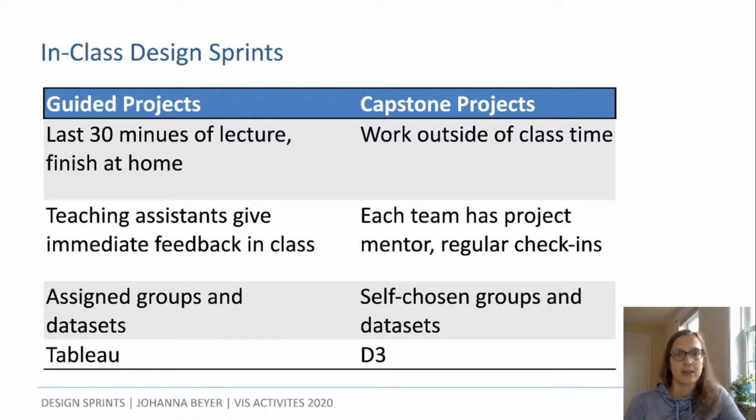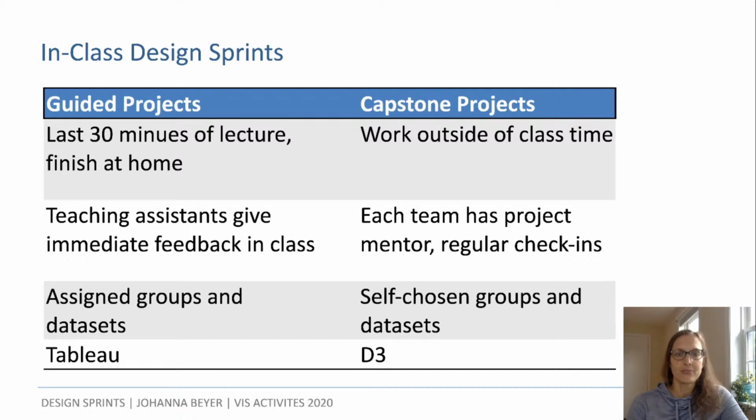In the guided project, every lecture, the last 30 minutes are reserved for the design sprint, where we assign groups and give them predefined data sets and ask them to do one step of the design sprint every week. Teaching assistants are around to give immediate feedback directly in class, because that is super important, especially at the beginning of the semester when students don't have a lot of experience in visual design.